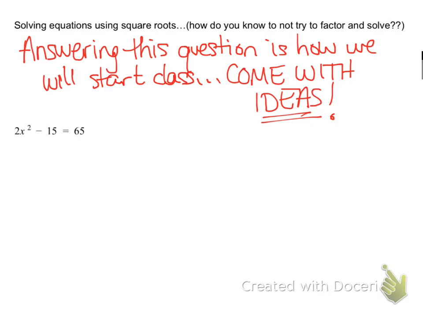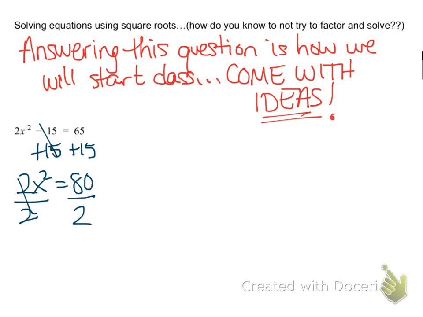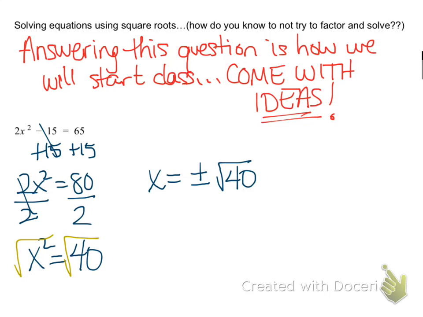And so the first thing we need to do is get our x by itself. And since I only have one x, first thing I need to do is, of course, add the 15. 2x squared equals 80. Dividing by the 2, I get x squared equals 40. And of course, how do you get rid of the square? You undo squaring by taking the square root of both sides. So x equals plus or minus the square root of 40.